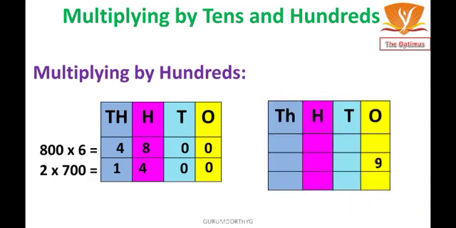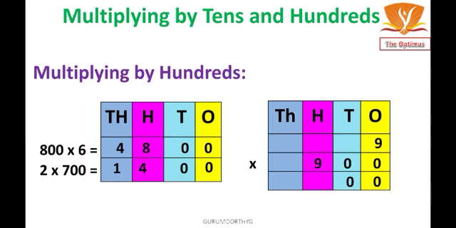Next, one more example for you. 9 into 900 equal to what? First, I am going to multiply step by step. 0 ones into 9 ones equal to 0 ones. This 0 ones, I am going to write in ones place. 0 tens into 9 ones equal to 0 tens. This 0 tens, I am going to write in tens place.